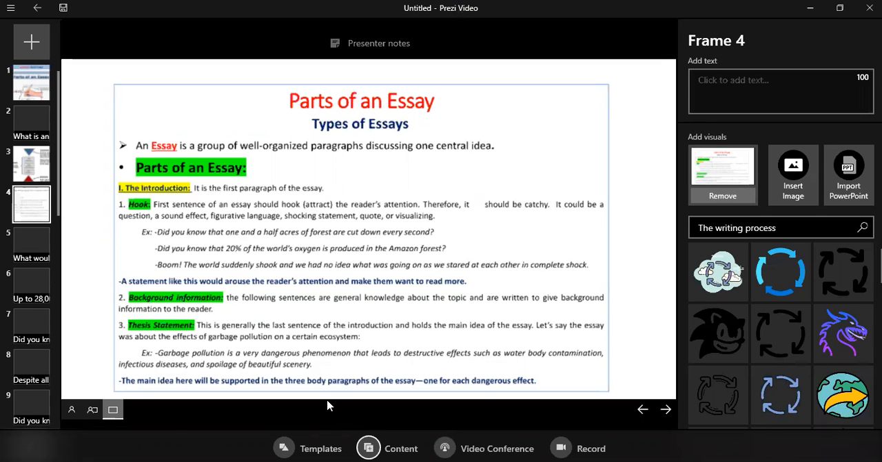About garbage pollution. Okay, so I'm going to discuss 3 destructive effects. I listed them here. So what do you think the body paragraphs will look like? The first body paragraph will discuss what? Water body contamination. The second body paragraph, infectious diseases. And the third one, spoilage of beautiful scenery. This is how a good thesis statement should look. You give me the main topic and then what you're going to discuss. Okay? Is that clear, you guys?